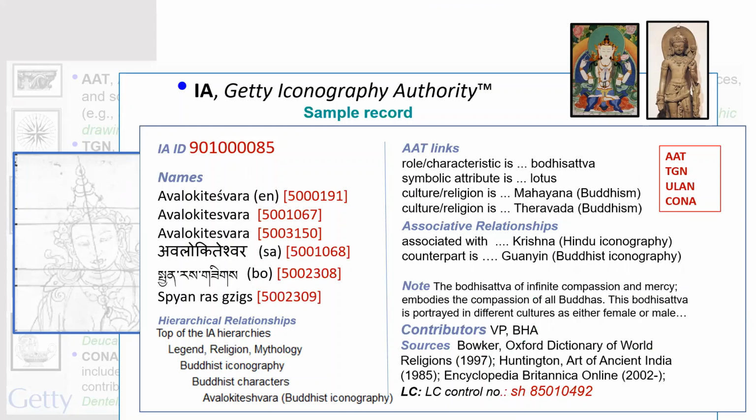So there's a link to the AAT as his role as Bodhisattva. We have associative relationships linked to Krishna, notes, and again, the contributors and the sources are very important. And co-references for Avalokiteshvara. There's a link back to the Library of Congress record for him. And if this entity also were represented in another iconography source, Iconclass, we certainly would have a link back to that.